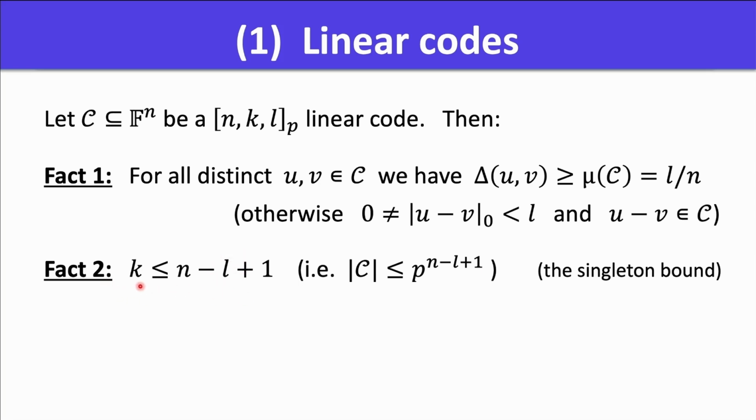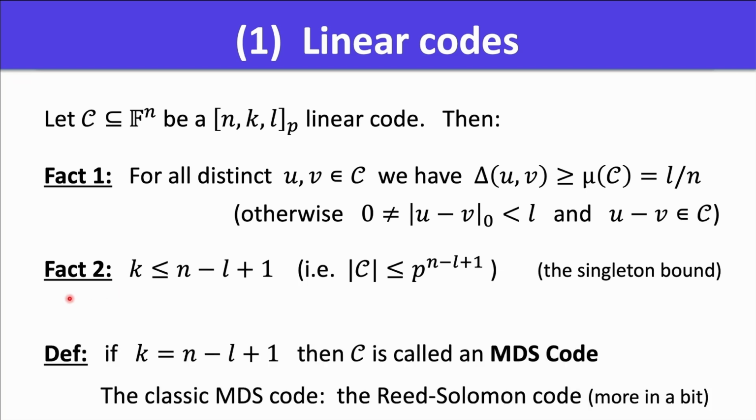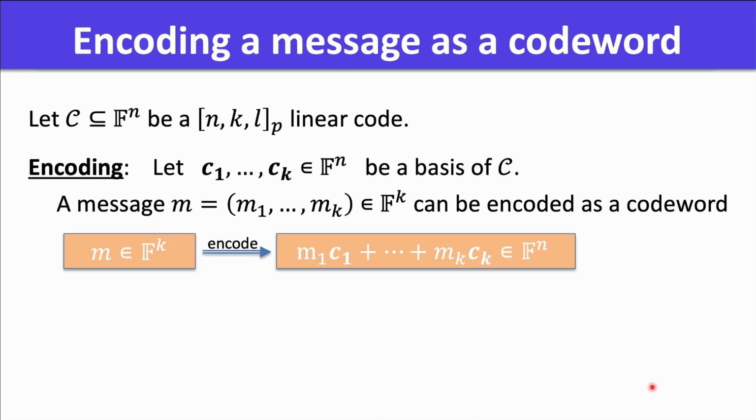Okay, so again, we have this bound that says the larger the minimum distance of the code is, the smaller the number of code words in the code, or the dimension of the code, has to be. Now, if a code satisfies the Singleton bound with equality, so the dimension of the code is equal to n minus L plus 1, this means that it's the largest possible linear code in F to the n, then this code is called an MDS code. We cannot add any more words to this code because that would violate the Singleton bound. And so if the code is as large as it can be, it's called an MDS code. MDS stands for maximum distance separable. And the classic MDS code is called the Reed-Solomon code, which we will say more about in just a bit.